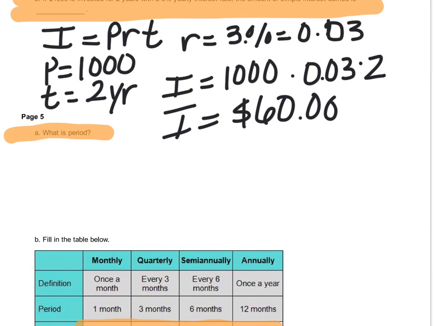As far as what the period is in terms of interest, it is just the interval of time during which interest is calculated and applied.